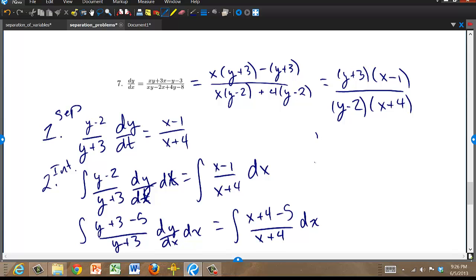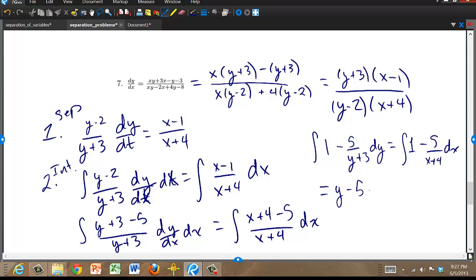So then you'll end up with, you split this numerator into two parts. You have the integral of 1 minus 5 over y plus 3 dy equals the integral of 1 minus 5 over x plus 4. This is a dx integral. So what do you end up with? You end up with y minus 5 natural log of (y plus 3) equals x minus 5 natural log of (x plus 4).